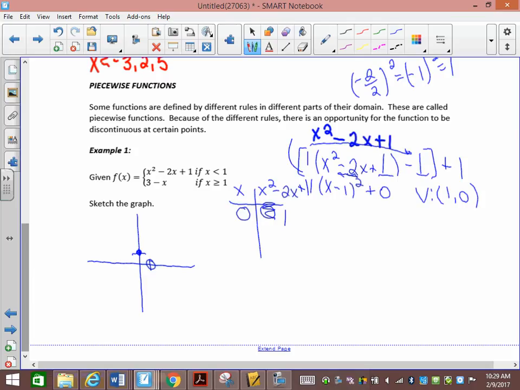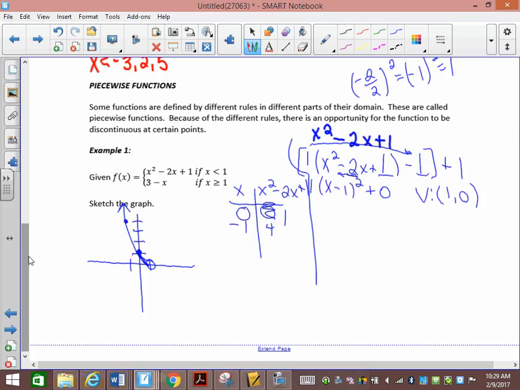Too much blue going on here. Then we fill in a negative 1. Negative 1 squared is 1. Minus 2 times negative 1 is 2. Plus 1 is 4. It should be going down here, but my smartboard's as well. That. So on the left, it looks like a parabola.